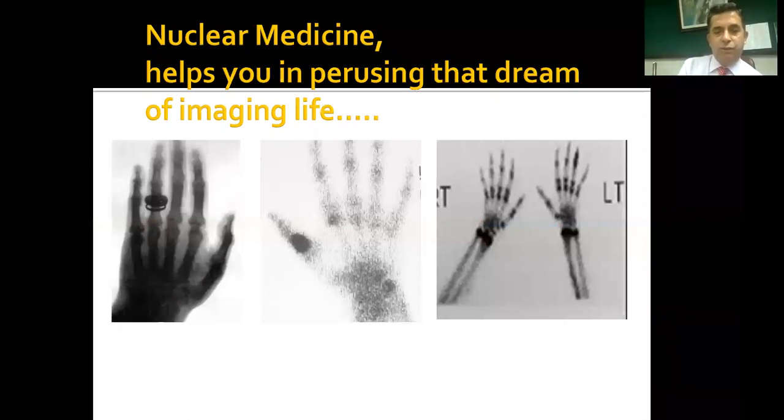And these are the images of Röntgen's wife with the wedding ring right there. And these are the nuclear medicine images of the hand. I will be telling you in the coming few slides how nuclear medicine images are different from those of radiological imaging.